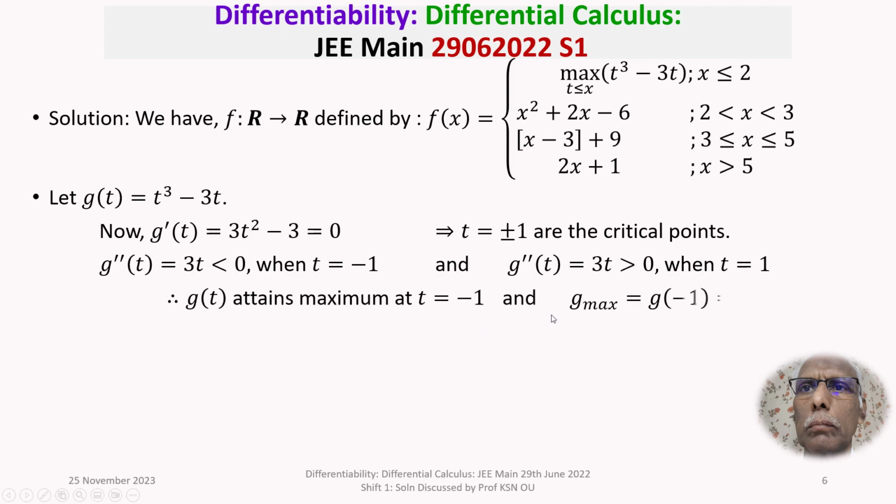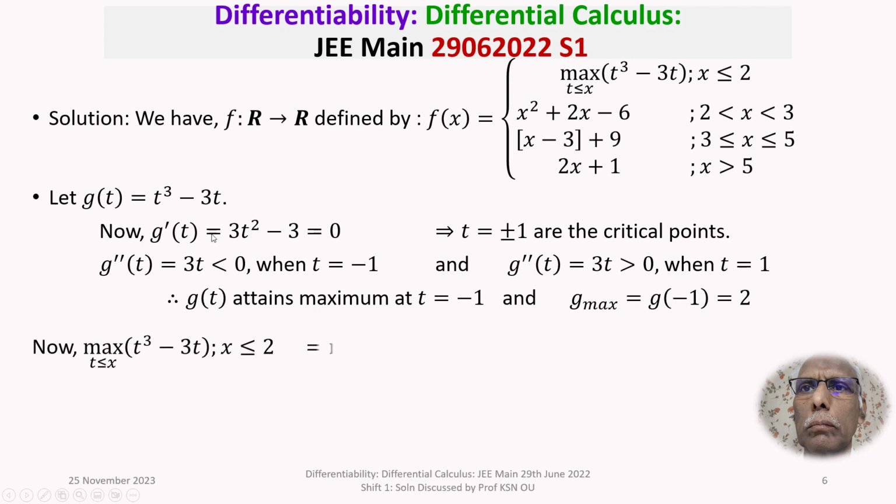And what is the maximum value? G max is equal to the value of g at minus 1. And in g of t, substitute minus 1, you get 2. So the g max is 2.